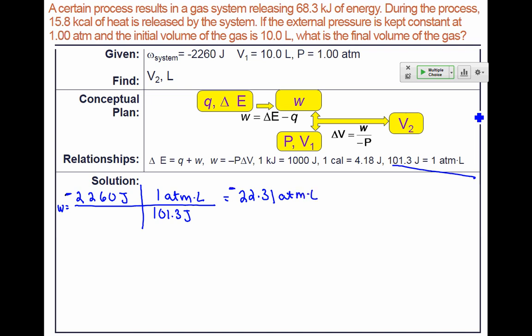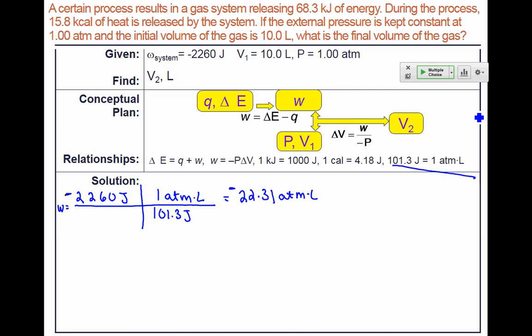And remember, this is negative, so this means that our work is, we are doing the work onto the surroundings, so we don't want to lose that sign. That's really key when you're doing these problems, that you pay attention to your sign of whatever unit of energy that you are talking about.